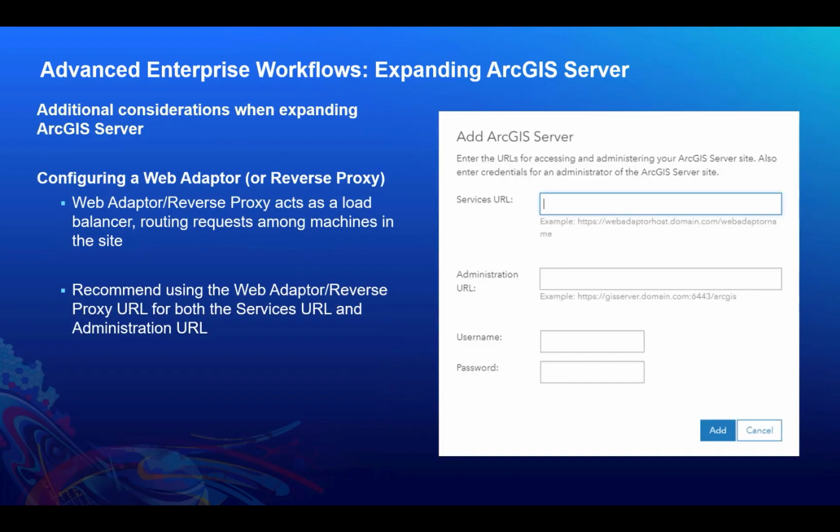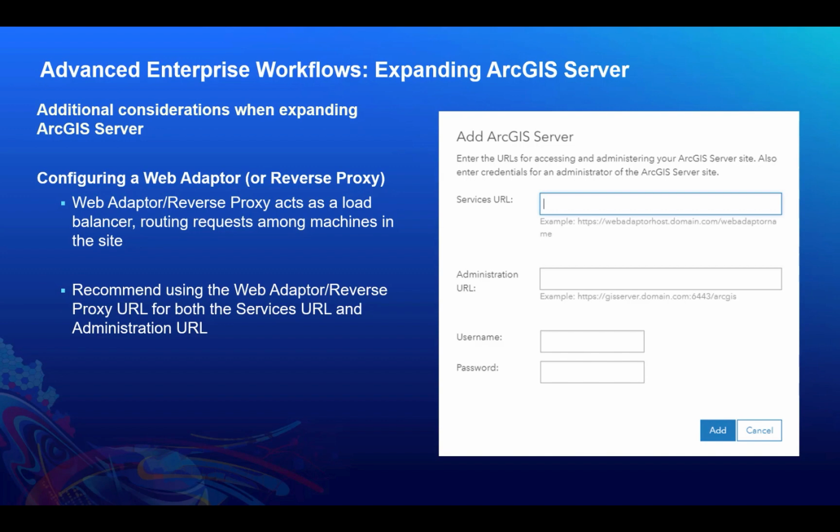There are a few additional considerations to take into account when adding additional machines to your ArcGIS Server site. First, we recommend using the web adapter or reverse proxy in front of the ArcGIS Server site. This will allow it to route the requests among machines in a site.